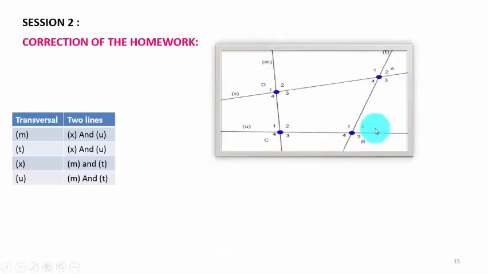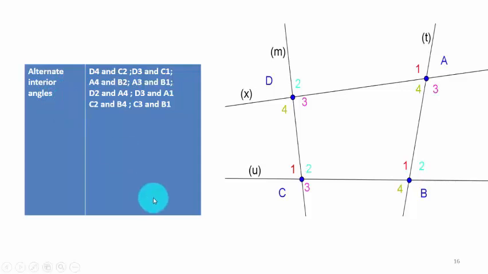In this figure, my students, if we take line X and line U, then we can say that M is a transversal and also T is a transversal. If we take line M and line T, then X is a transversal and U is a transversal. Alternate interior angles. If we take line M, line T, and the transversal is X, then D2, A4, alternate interior. D3, A1, alternate interior. If we take line M, line T, and transversal U, then C2, B4, alternate interior, B1, C3, alternate interior. You can complete if we take line X and U, transversal M and T.